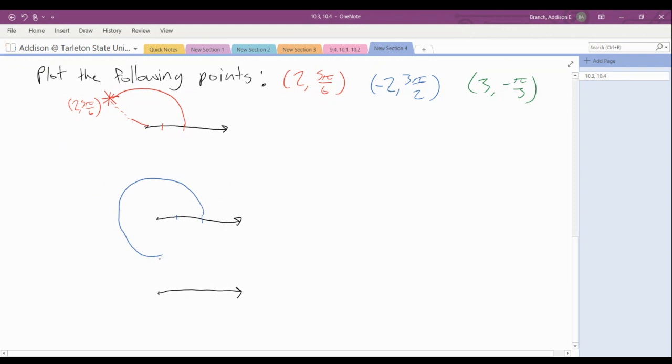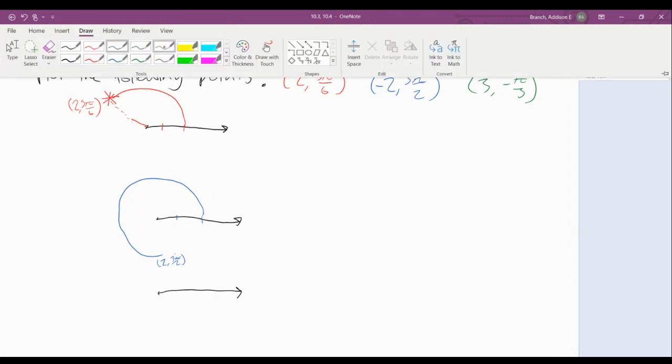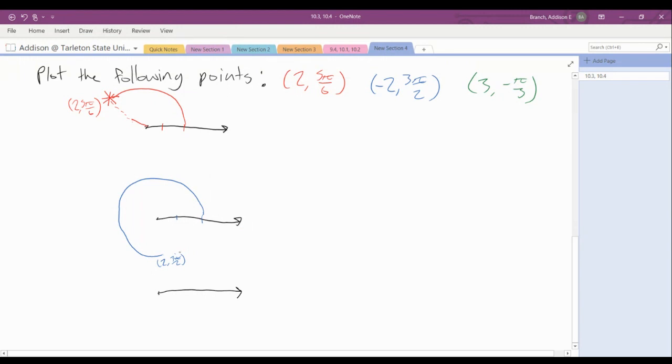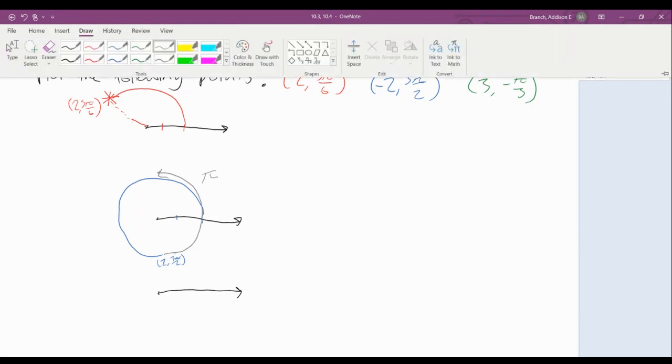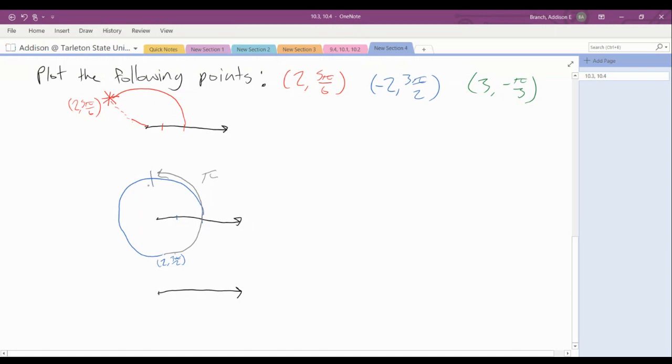Now, this point right here is going to get us to (2, 3π/2). But remember, we had a -2, so what we do is we add π to this, where we go back up and around one more time. So therefore, this point right here is going to be our (-2, 3π/2).